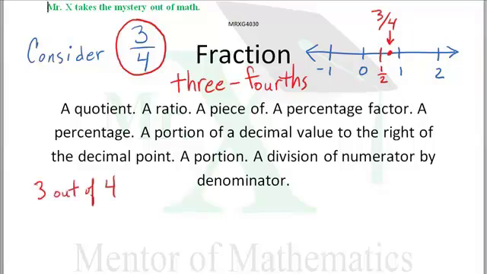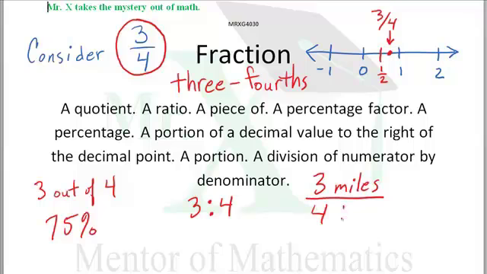How about 3 out of 4? Let's say 3 out of 4 dentists recommend sugarless gum. Then that would be 3/4 of the dentists. Well, if we walk 3 miles in 4 hours, that's exactly the same as 3/4 miles per hour.